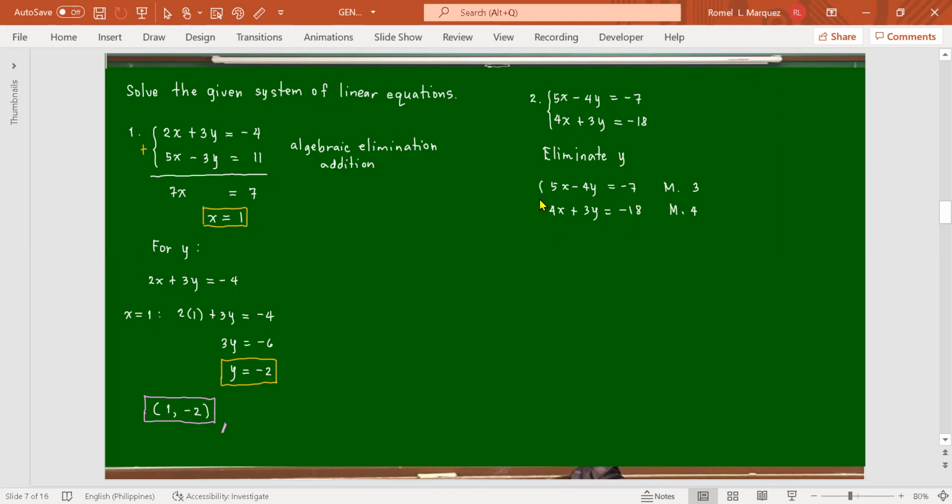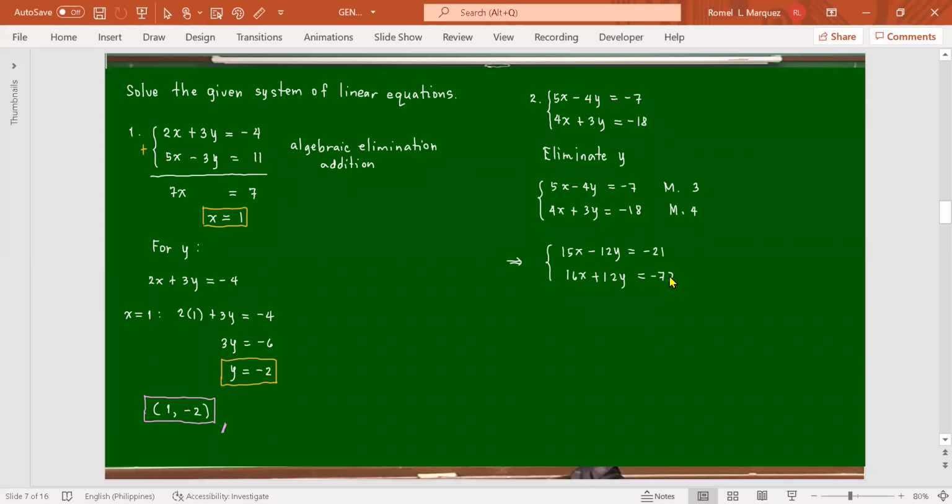What will I get now? What is the resulting system? We have -15x minus 12y equals -21, and 16x plus 12y equals what? 72. Okay?